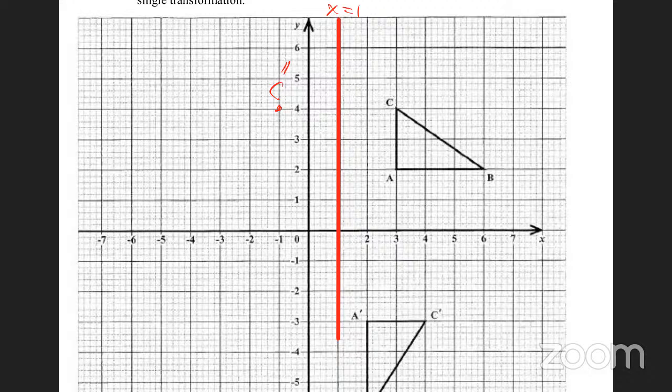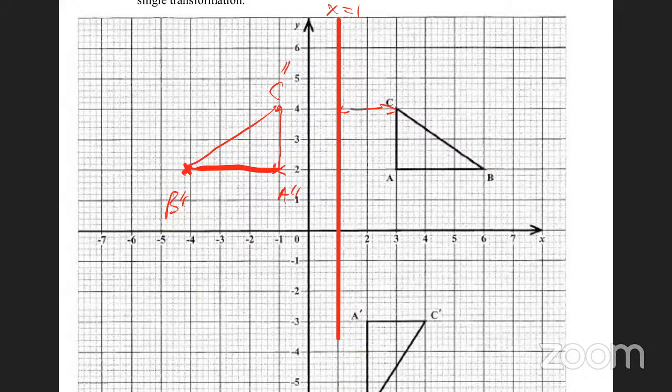Ricardo, where would A double prime be? Two blocks away again, right? 1, 2, 2 blocks away. And where will B be? B will be 3 blocks away from the line. Okay, all right, that could work. And connect it up. So it should be the same size, right? Is it the same size? Yes?